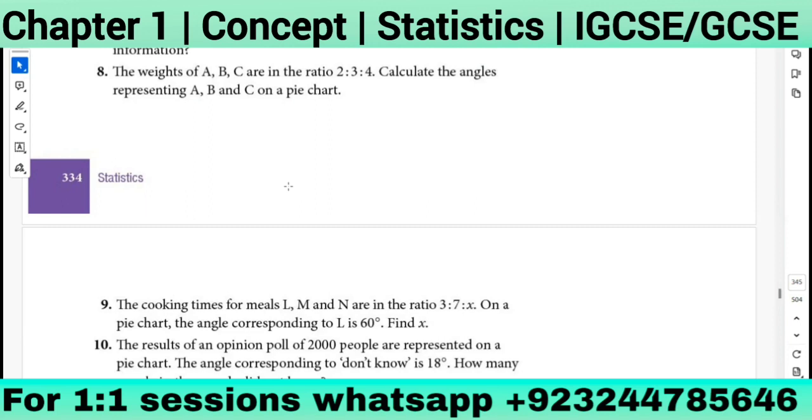First of all, we are going to add X. The hint I gave you was that we're going to add X. So the angles would be 2X, 3X, and 4X, right? Because the weights of A, B, C are in this ratio. Calculate the angles representing A, B, and C. So A, B, and C are representing the angles. So the total angles on the pie chart equal 360.